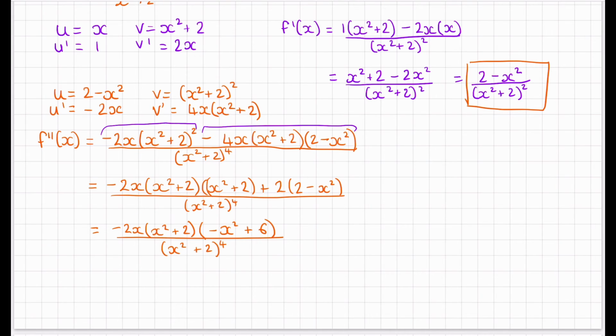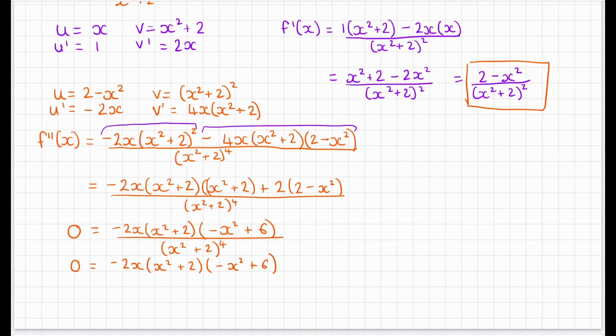Now, the question was asking, when does the second derivative equal 0? So we want to know, when does this equal 0? Now, we can multiply the denominator to the other side, which means we're just going to end up with 0 equals minus 2x, x squared plus 2, multiplied by the negative x squared plus 6. Now this once again comes back to solving equations.